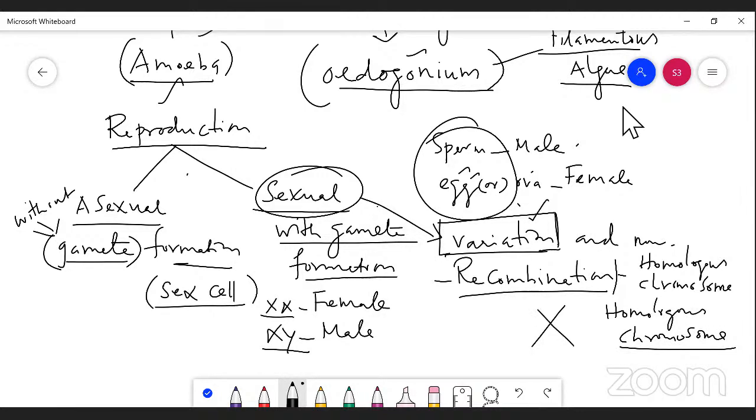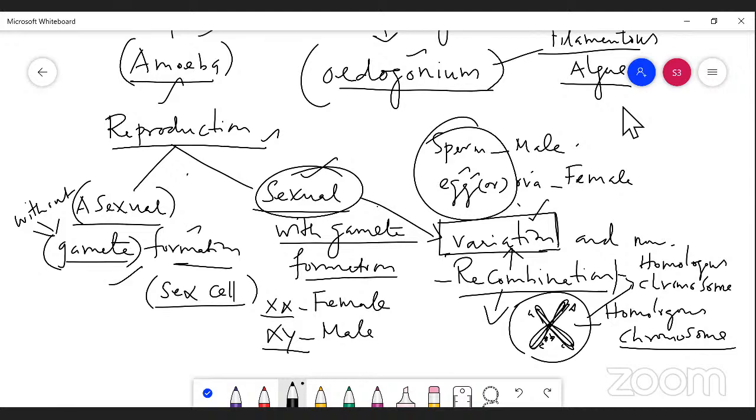Exchanges happen between chromosomes, for example chromosomes A, B, C. Exchange between homologous chromosomes is recombination, and recombination results in variation. Reproduction is a very important fundamental process in all living things. There is asexual reproduction and sexual reproduction. Asexual reproduction is without gamete formation.